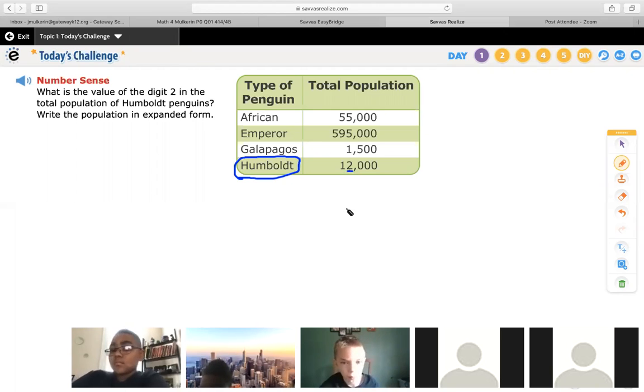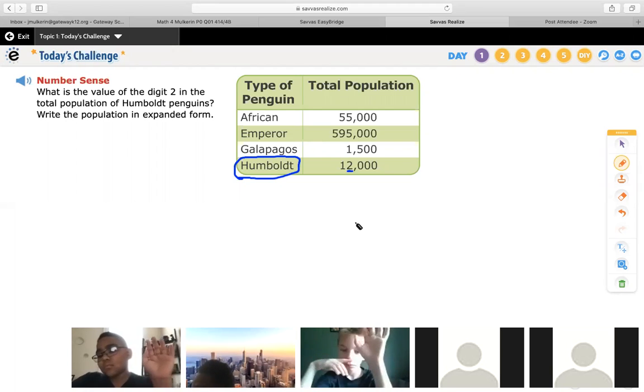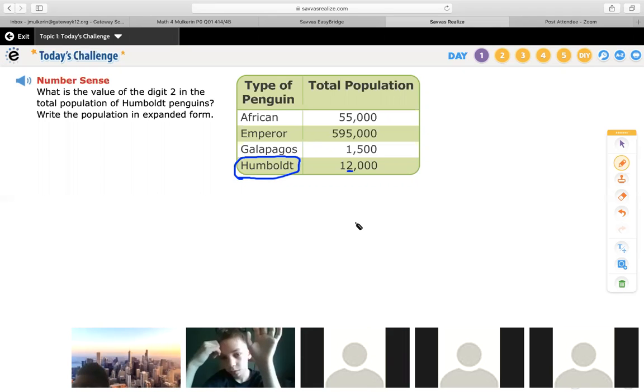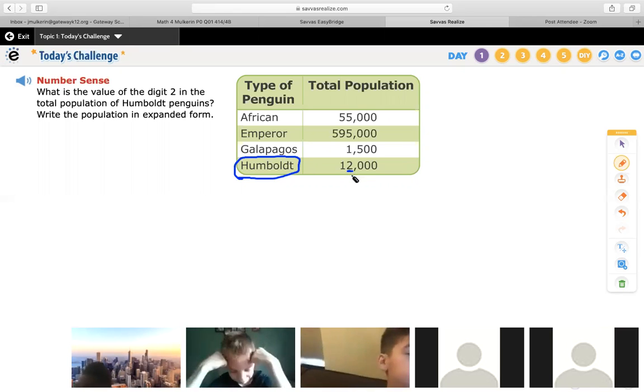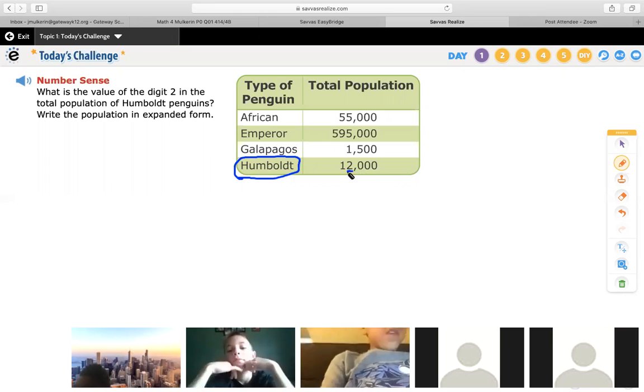Who can tell me what is the place value of that digit 2? Remember, here on the right, we start with our ones and move on. George, what's the value of that 2? The value of that 2 is 2,000, because it is in the thousands place. Good. We've got the ones, tens, hundreds, thousands. So this is 2,000. Now I am to write this in expanded form.